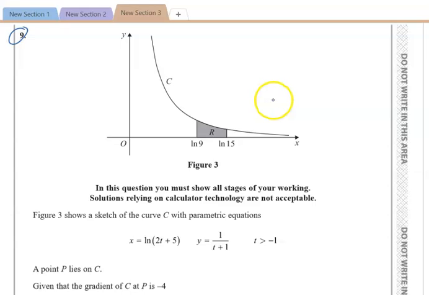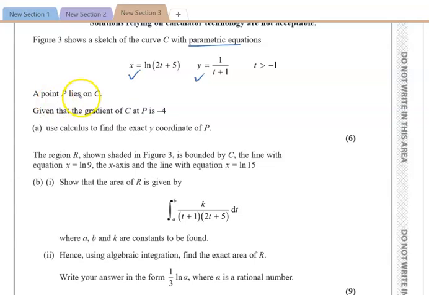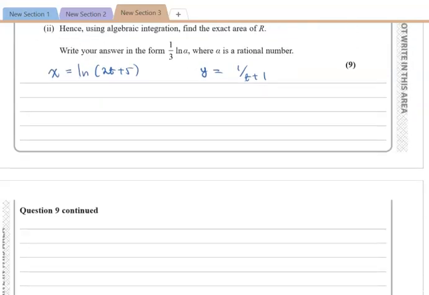We have question 9. We have a graph, and the equation is given parametrically. So you have x, and then you have y. Let us see the first question. The first condition says that a point P lies on the graph, given that the gradient of C at P is negative 4. When they say the gradient, we are talking about dy/dx. That means dy/dx at that point is negative 4. We need to figure out the exact y coordinate of P. We're going to use the chain rule here.